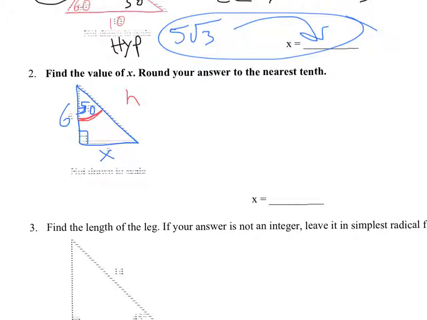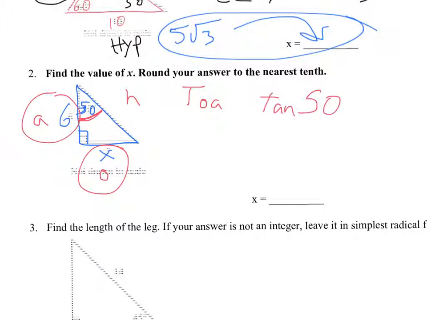So we've got 50. 6 is adjacent, and X is opposite that angle. These are the two I'm working with, so what ratio uses that? SOHCAHTOA: the tangent ratio uses opposite over adjacent. So the tangent ratio of my angle, which is 50 degrees, is equal to opposite X over adjacent 6. So now we solve for X.